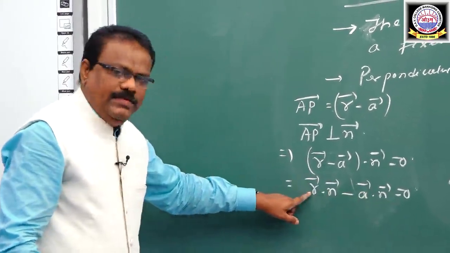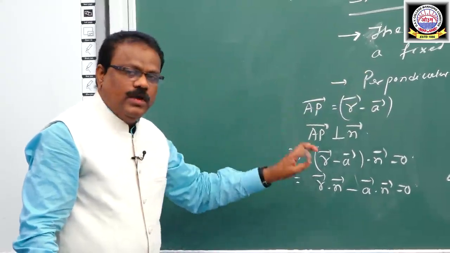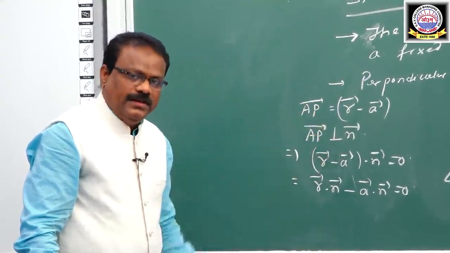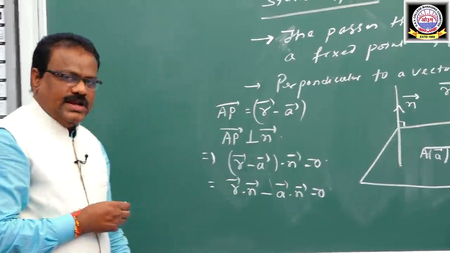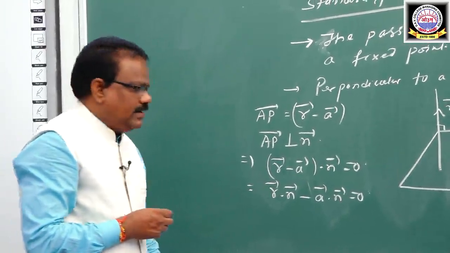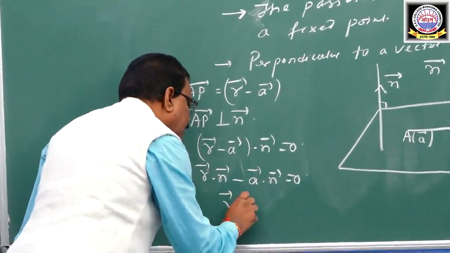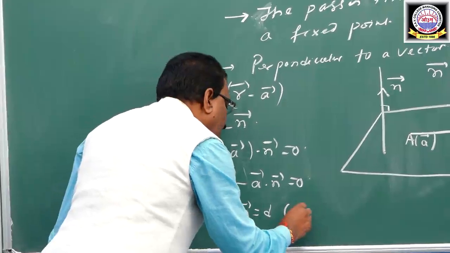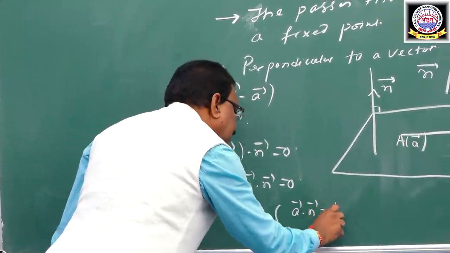But within R, the vector x, y, z is there, which will give the equation of the plane. So, a dot n is a pure constant or pure scalar. Okay, so I can write r dot n is equal to d, where a dot n is equal to d.